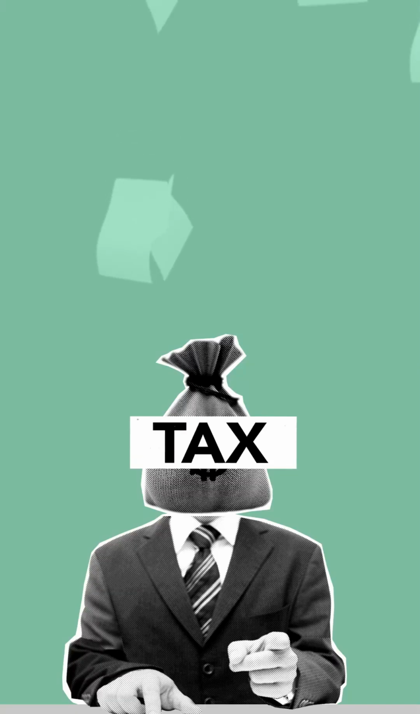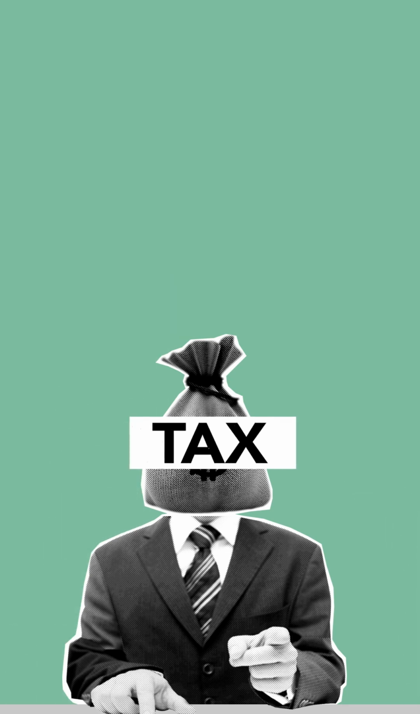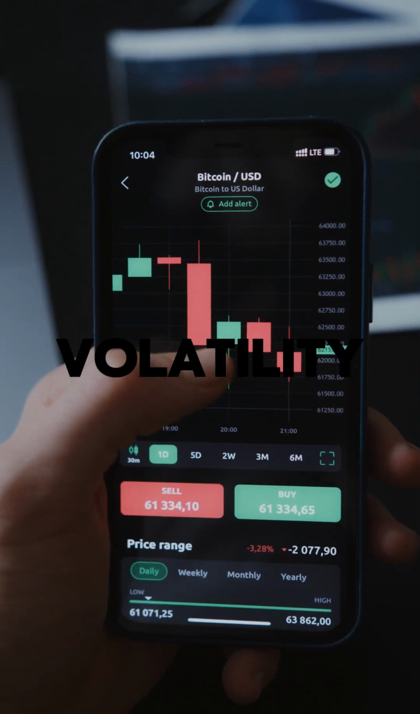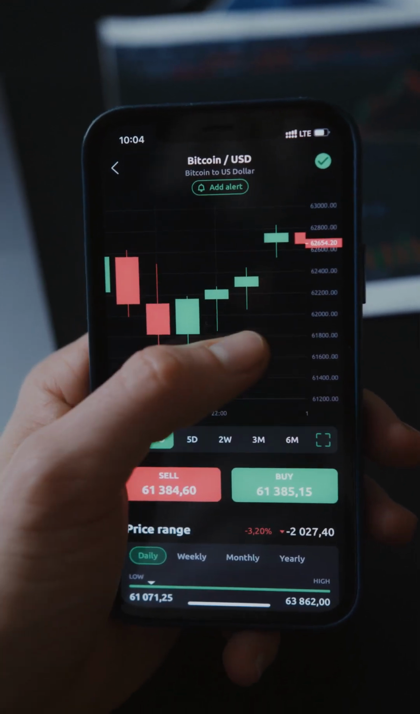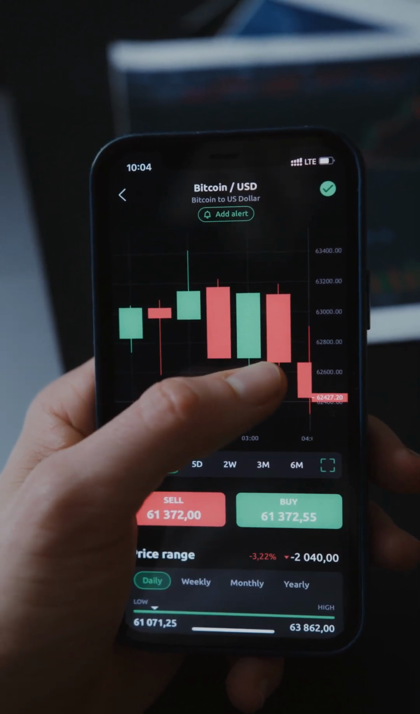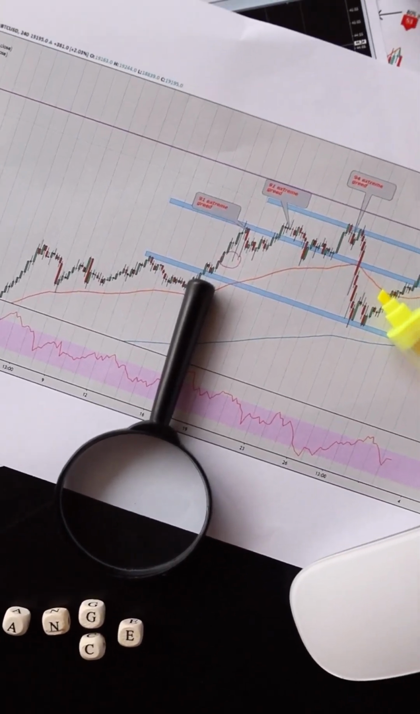Tax deduction. This is an expense that reduces the amount of income subject to tax. It's like getting a discount on your taxable income. Volatility. This refers to the degree of variation in the price of a financial instrument over time. High volatility means prices are fluctuating widely, while low volatility means prices are relatively stable.